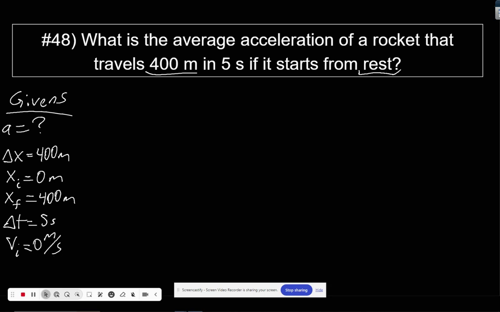So then we look at our givens. I see that displacement is involved, and I'm looking for acceleration. So anytime we've got those two things, we're going to need our big ugly equation.